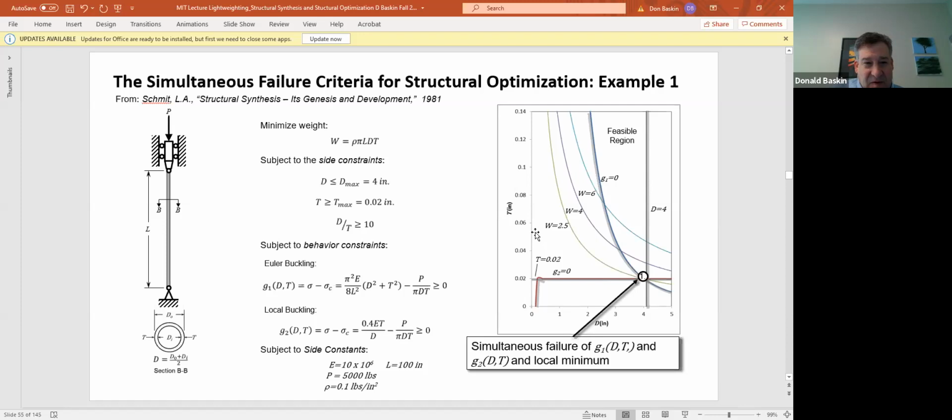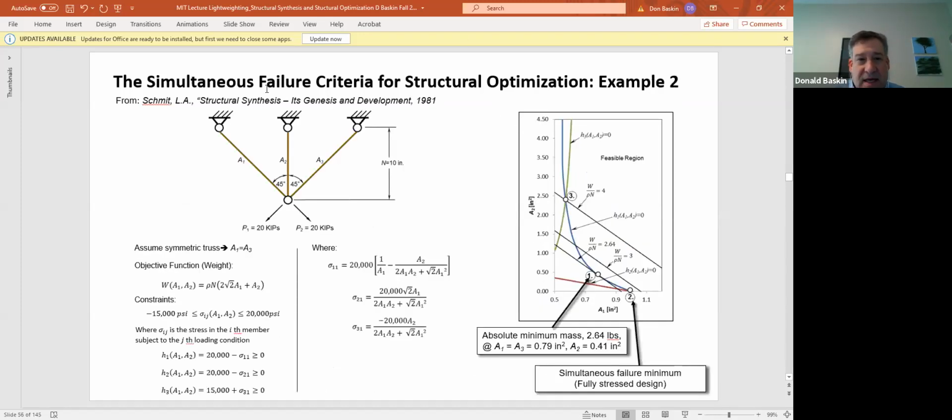Got this? Okay. I'm going to go to a little bit more complex example next. This is the famous three structural member indeterminate design problem. Also came from one of Lucian Schmidt's papers.